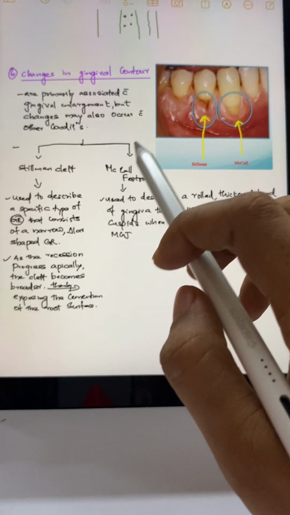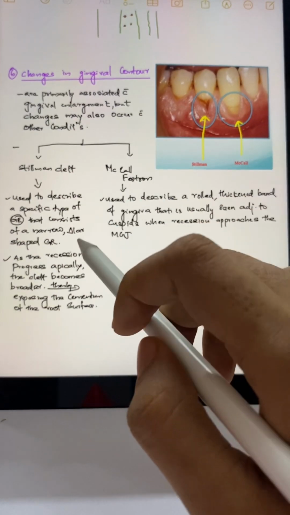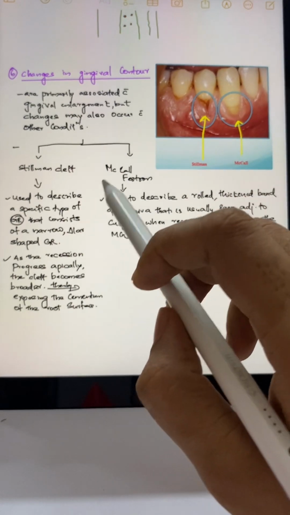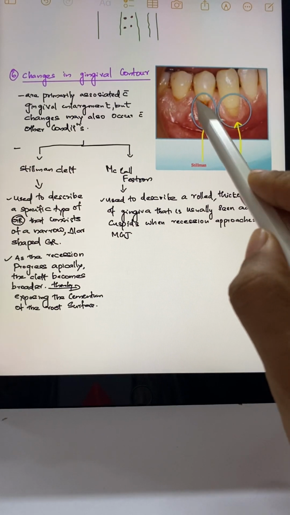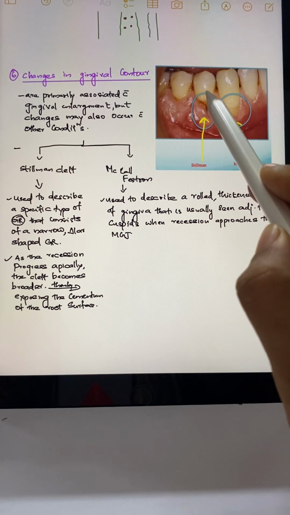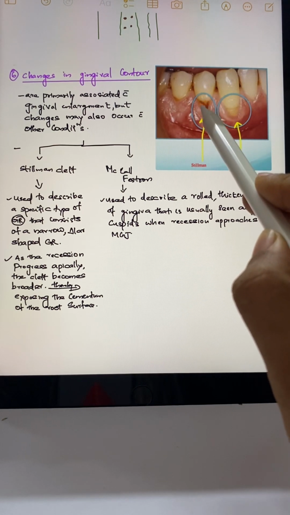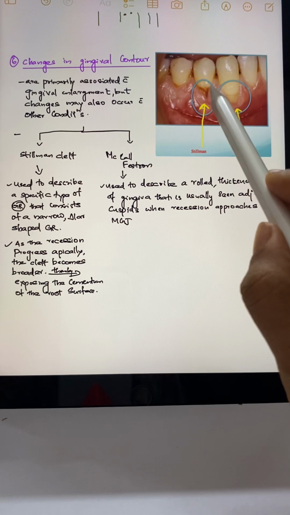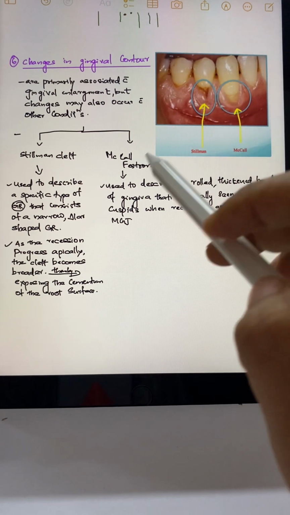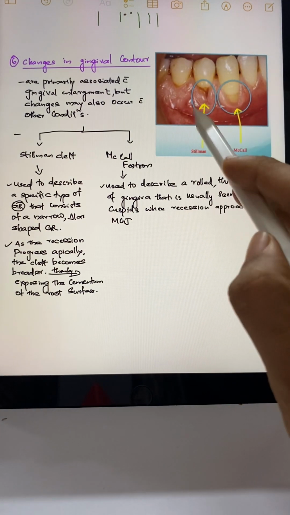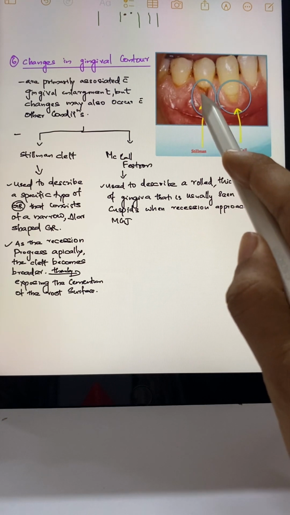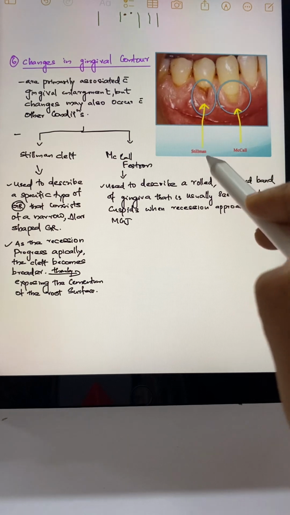You may be familiar with two terms, Stillman cleft and McCall festoon. The Stillman cleft is this. Can you see the apostrophe-like depression? This is used to describe a specific type of gingival recession that consists of a narrow triangular-shaped gingival recession. As the recession progresses apically, the cleft becomes a little broader, thereby exposing the cementum of the root surface.